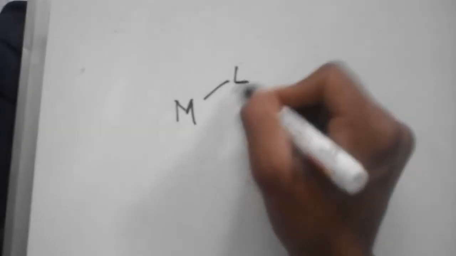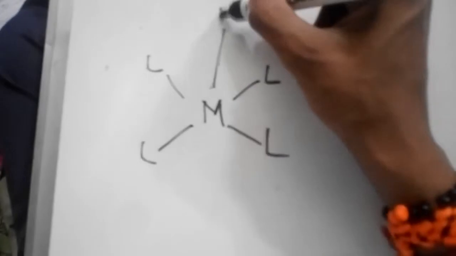Now we will see crystal field splitting in tetragonal complexes. In tetragonal complexes, it is like a distorted octahedral. This is a normal octahedral complex. Now we will see tetragonal.